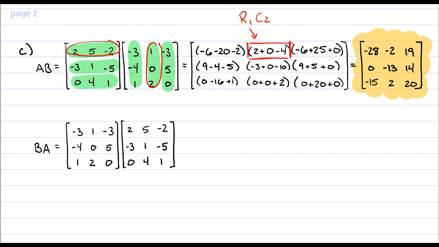Now, just as another example, let's say I wanted, I don't know, how about this entry? This happens to be in the third row and in the third column. So I would multiply the third row of A with the third column of B. 0 times minus 3 gives me the 0, plus 4 times 5 gives me the 20, plus 1 times 0 gives me 0. Okay?